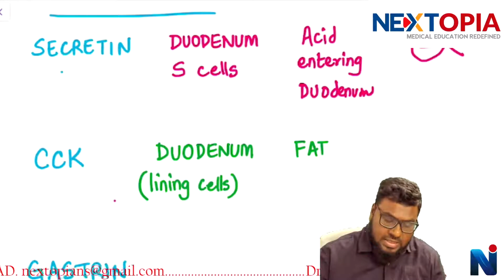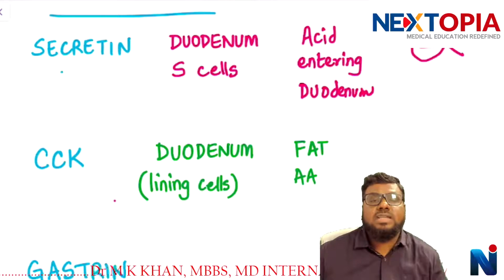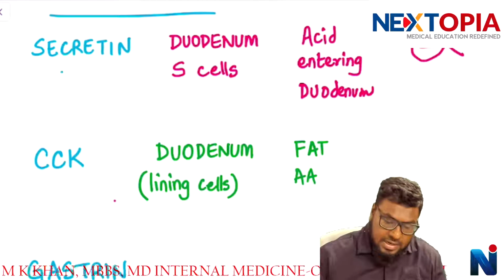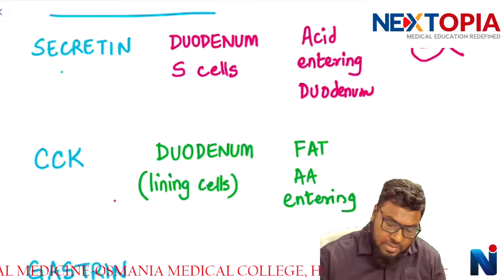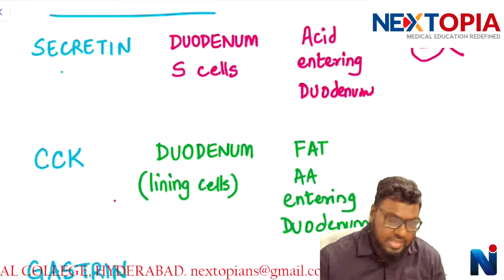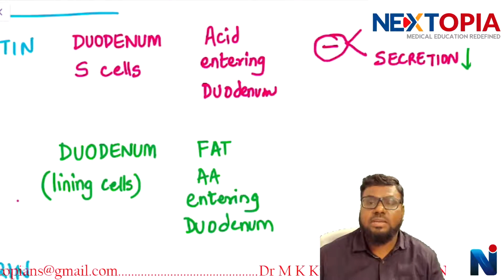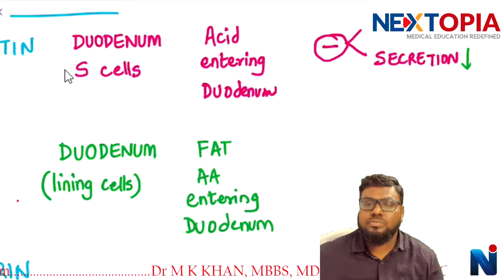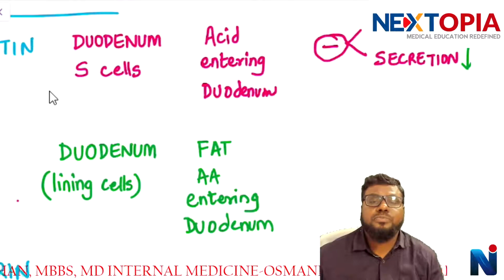You have amino acids, that is protein-rich diet, entering into the duodenum. If a fat and protein-rich diet enters the duodenum, that is the stimulus of secretion of cholecystokinin.